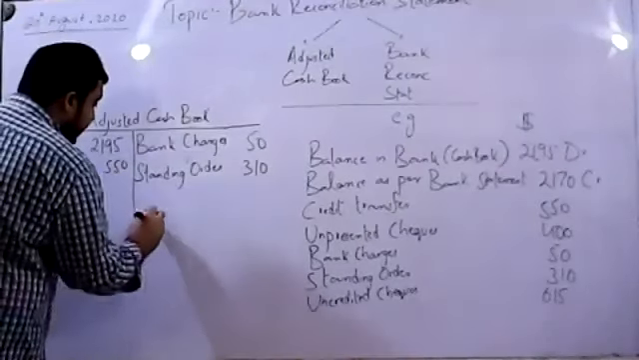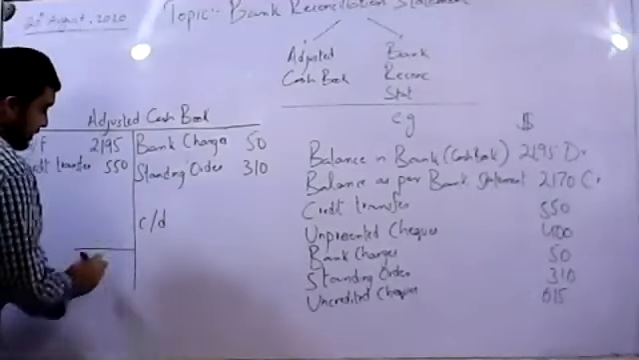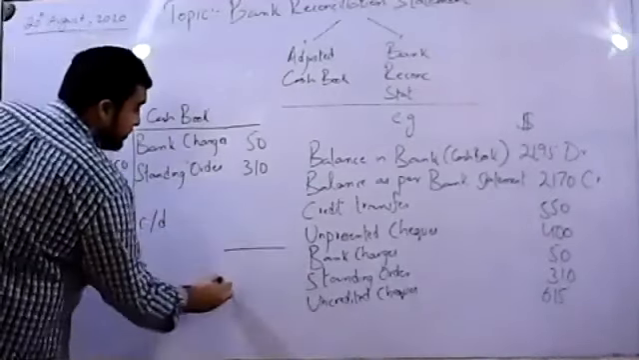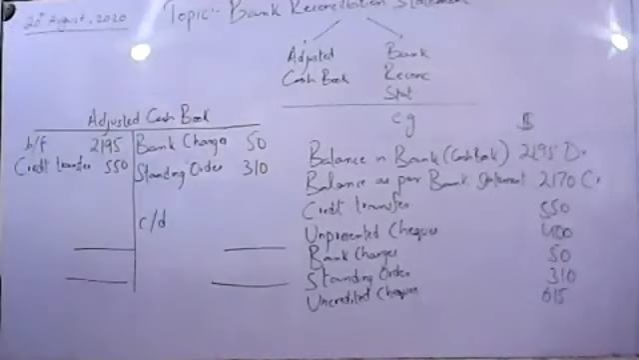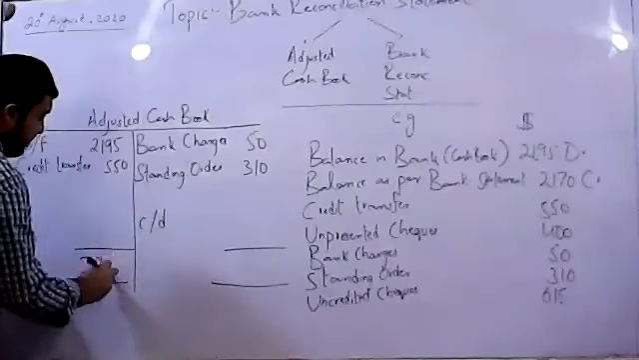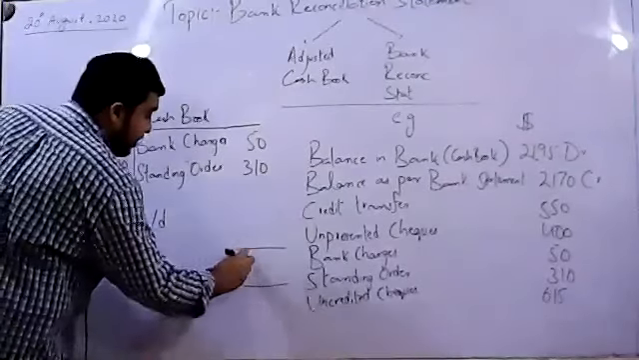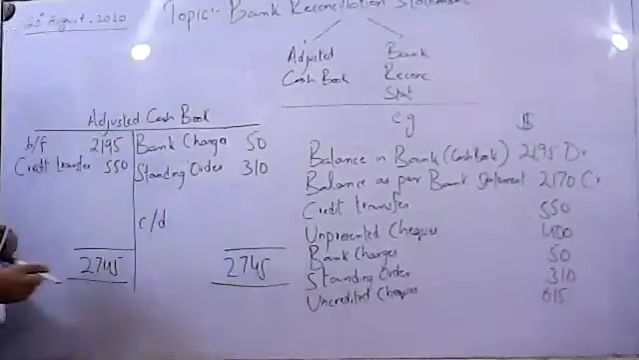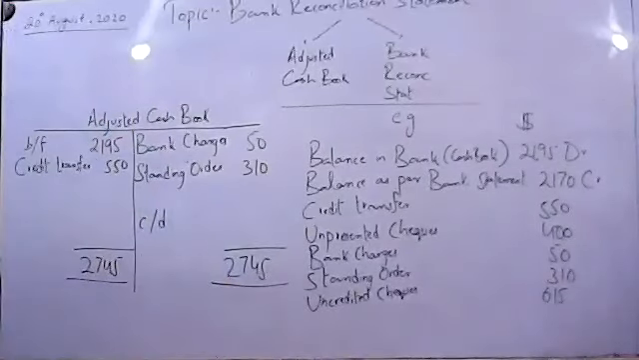Now, over here, we can calculate our CD balance. You just give me a minute so that I can make the calculations for it. It's 2195 plus 550. The total is 2745. That would be recorded on both sides, the higher side balance, and we'll deduct 360 from that side.